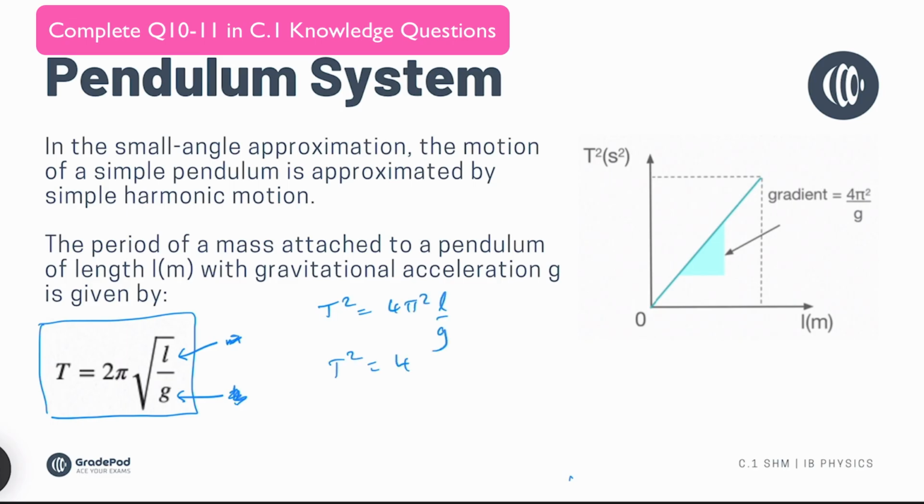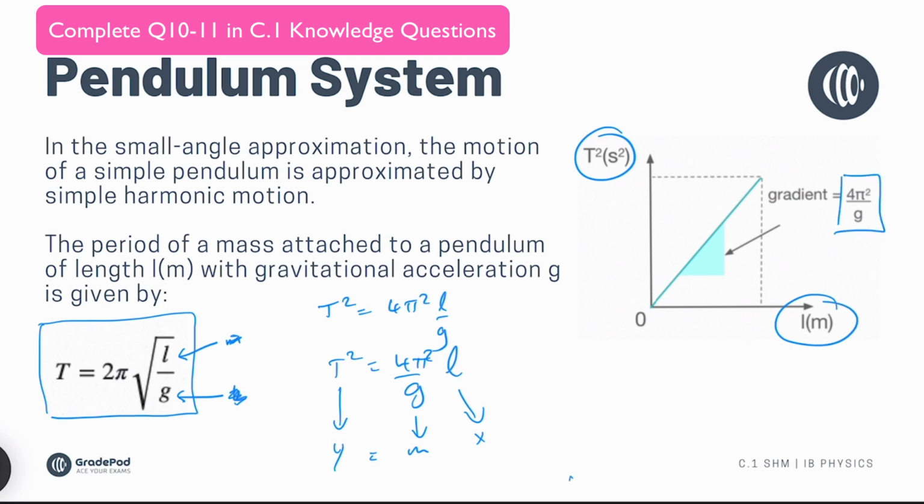T squared equals 4 pi squared over g, times L. That is x, that's our gradient, and that is y. y equals mx, so we put T squared on the y-axis, L on the x-axis, and our gradient becomes 4 pi squared over g. So if you have a pendulum, and you change the length of the pendulum, and then measure the time period for all the different lengths, you can plot a graph like this, and you can determine what the gravitational field strength is. Again, it's another key experiment that you would expect, first of all, to do in class, but second of all, to answer your data analysis questions on.